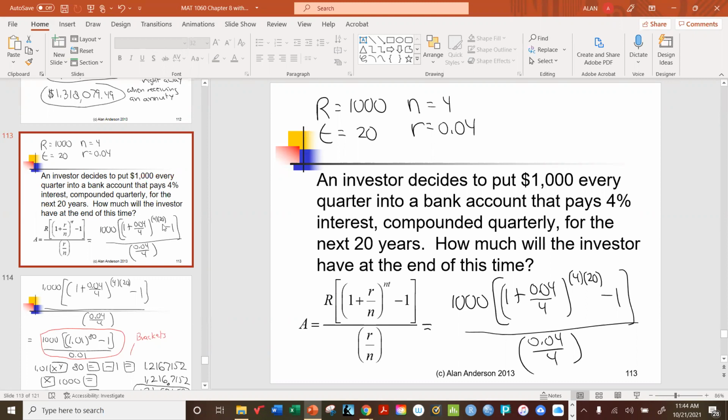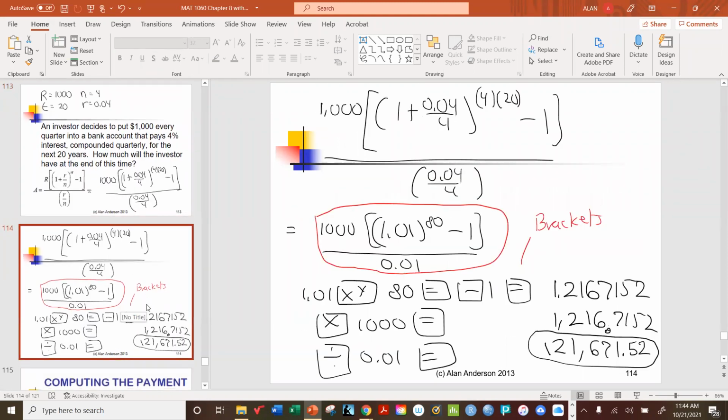Okay, here we go. So what we're going to do is simplify 1.01 to the 80th power minus 1, all divided by 0.01. I've broken it up so you can see a little better. The first row represents what's in the brackets. The second row is what happens after I multiply by 1,000. So actually, let me make this a little bolder. There you go. And then when we divide by 0.01, it turns out that this investor will have saved up $121,671.52.